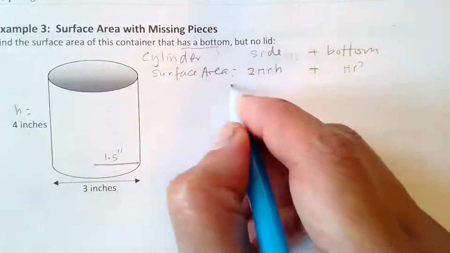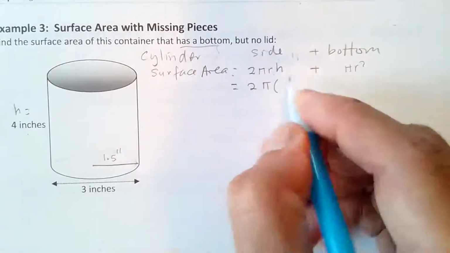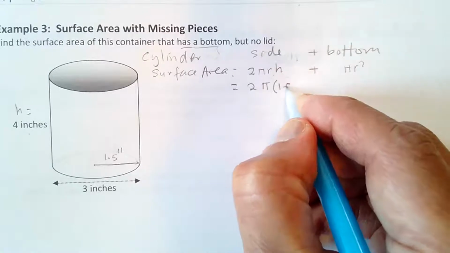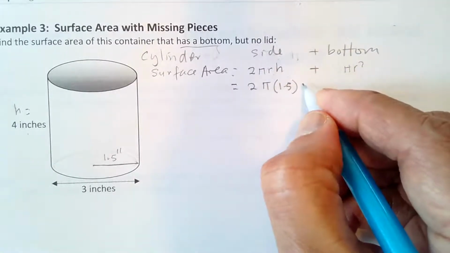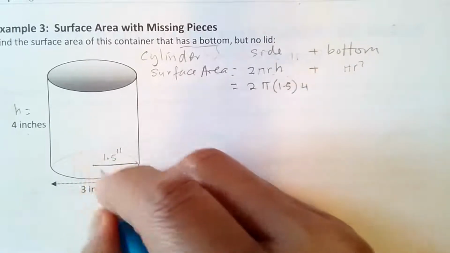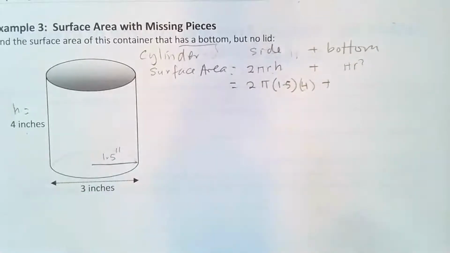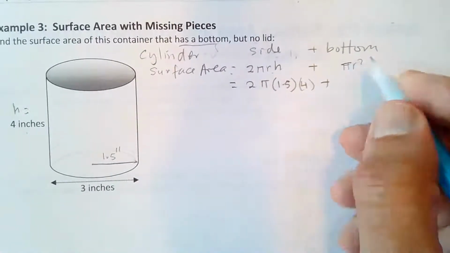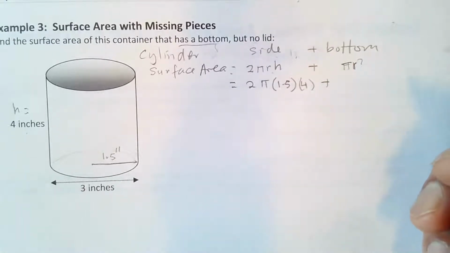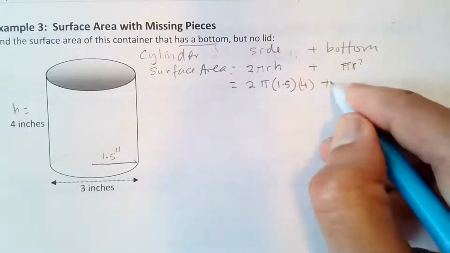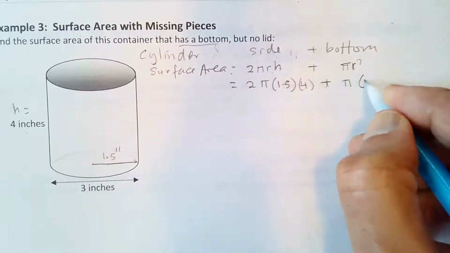So now we substitute our values, 2 times pi. The radius is 1.5 times the height, which is 4. Now they're all the same units, so we can multiply these numbers. If there were different units, we'd have to convert them into one. The previous question, it was in inches and feet. We had to convert the inches into feet. This can be pi, and the radius here is 1.5.